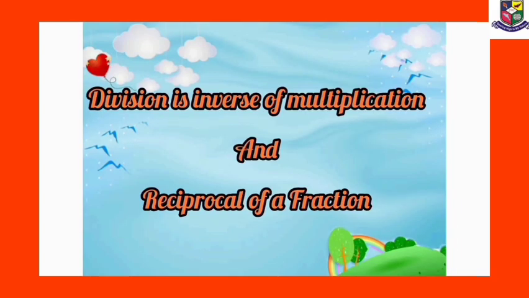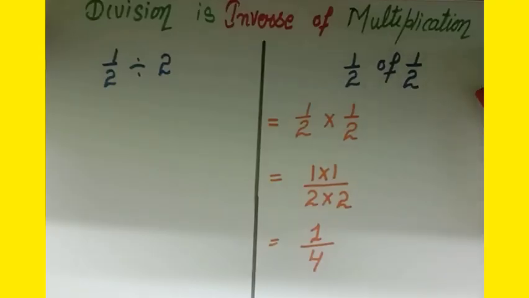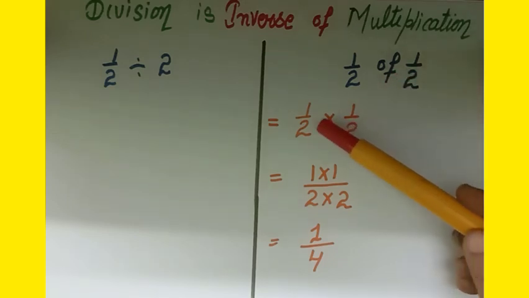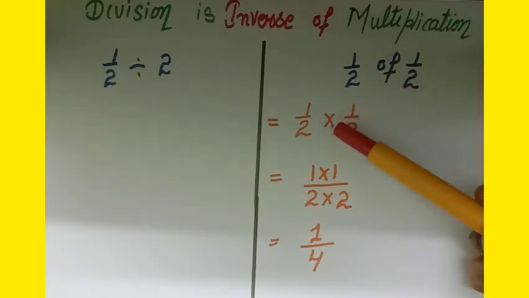Now we will learn how division is the inverse of multiplication, and next we will learn about the reciprocal of a fraction. Division is the inverse of multiplication. Here we have half and we have to take the half of half, and we know that "of" means multiply. So what we'll write here? We'll write 1 by 2 multiplied by 1 by 2. So we convert the "of" sign into multiply.